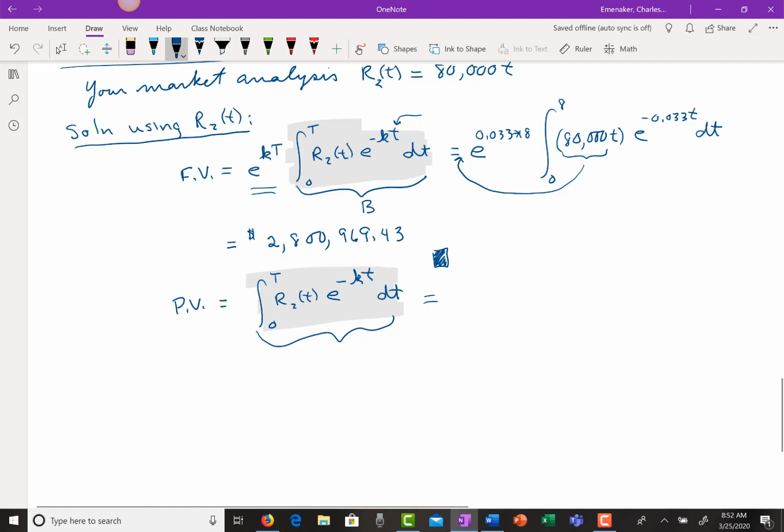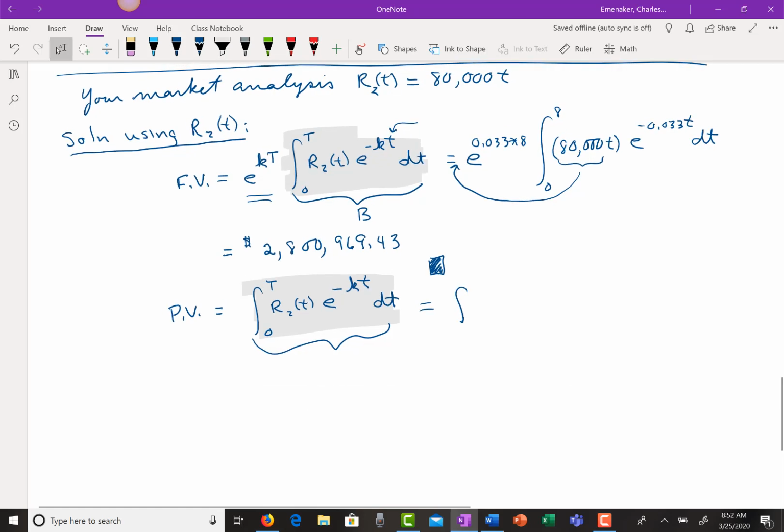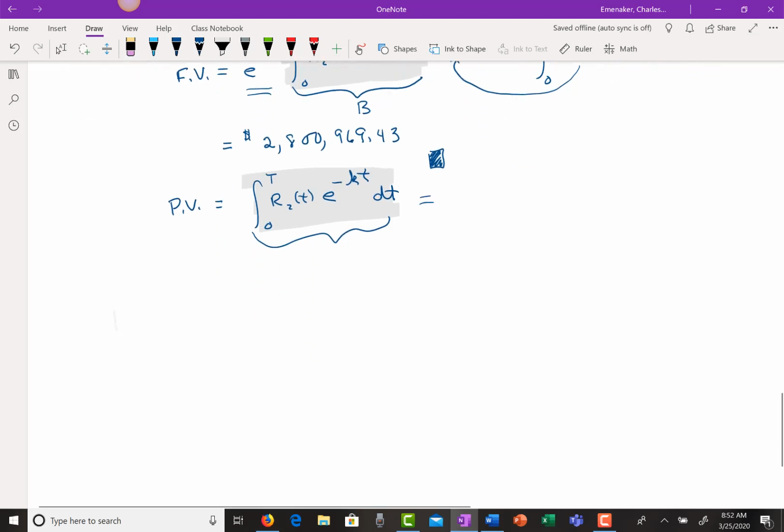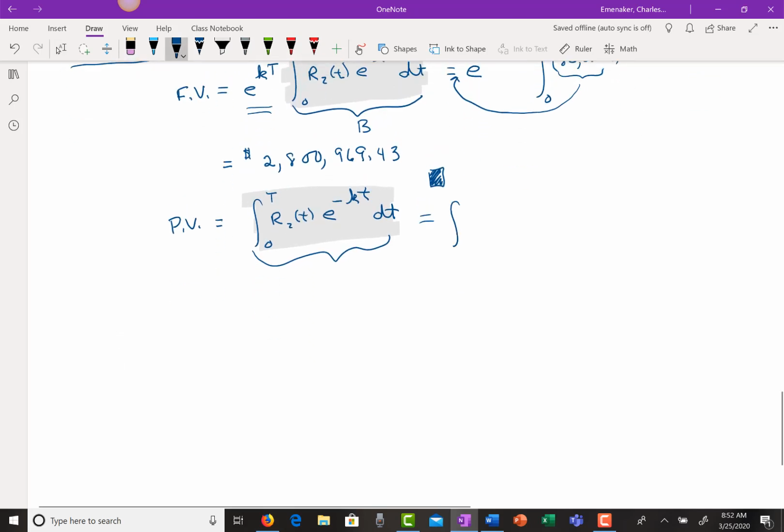Okay, so let's say you didn't jot that down. That's fine. I didn't jot it down up here because I wanted to point this out to you. So what this is going to wind up being is the integral 0 to 8 of our 80,000 times t times e to the negative 0.033t dt. Now, what you need to do here is to put the movie on pause and figure out what the present value is.